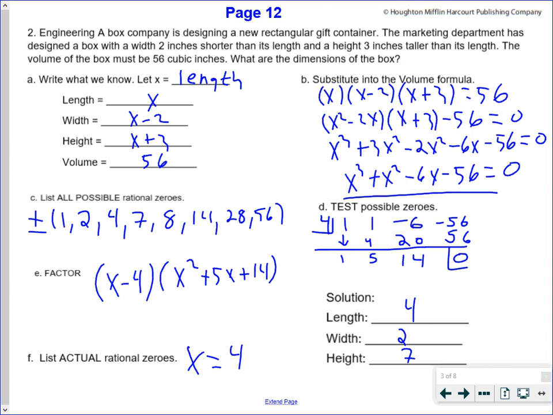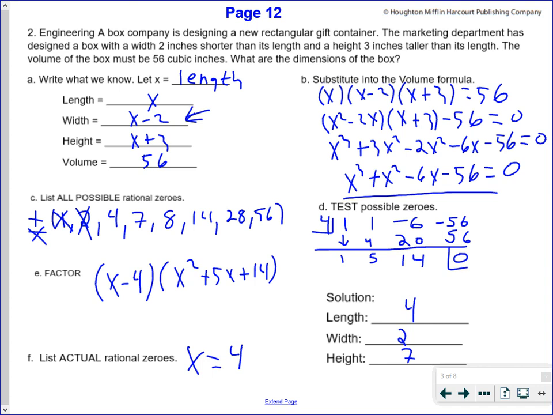But like the previous slide, we're going to go ahead and test our zeros. There's going to be a few things we can cancel out right away. We can't have a negative length, so we can't have any negative x values. We can cross out all the negatives. And at the same time, we can cross out 1, since if you plug 1 into our width, we would get a negative 1. That doesn't make any sense. And same thing with 2. If you plugged a 2 into our width, we'd get a width of 0. That doesn't make any sense either. So we can go ahead and cross out all the negatives and the 1 and the 2.